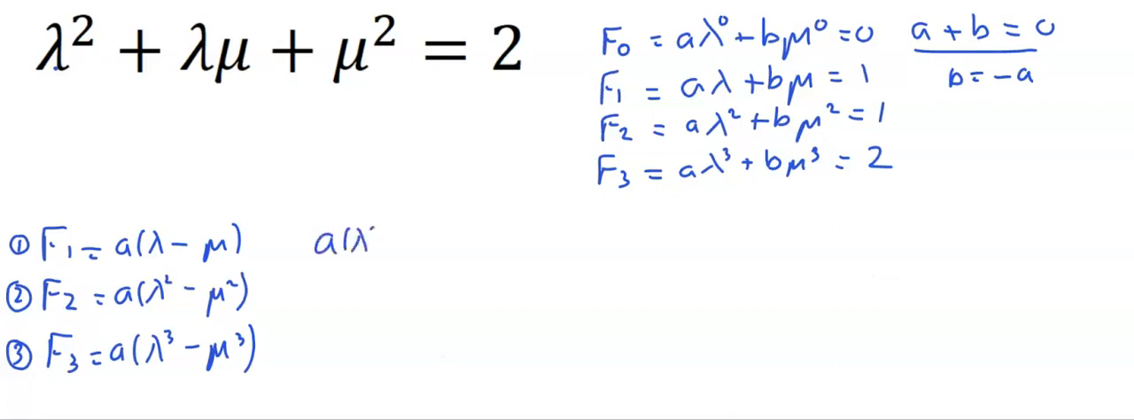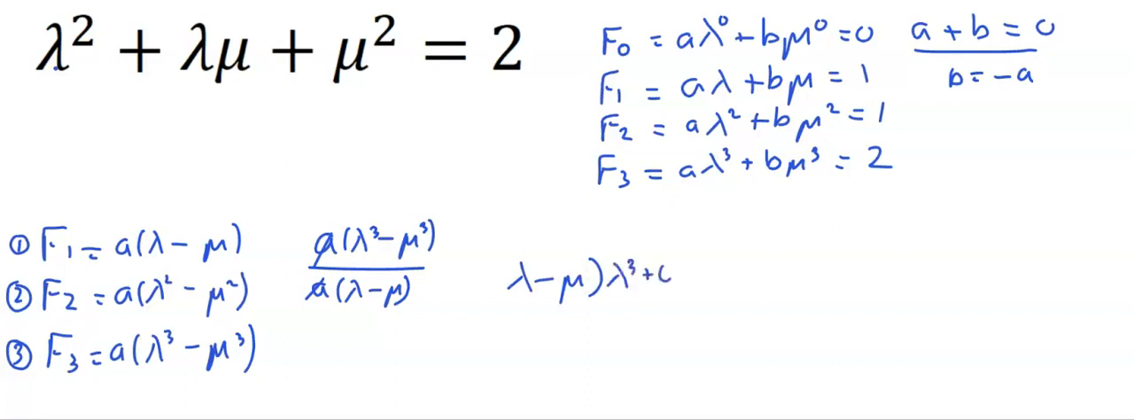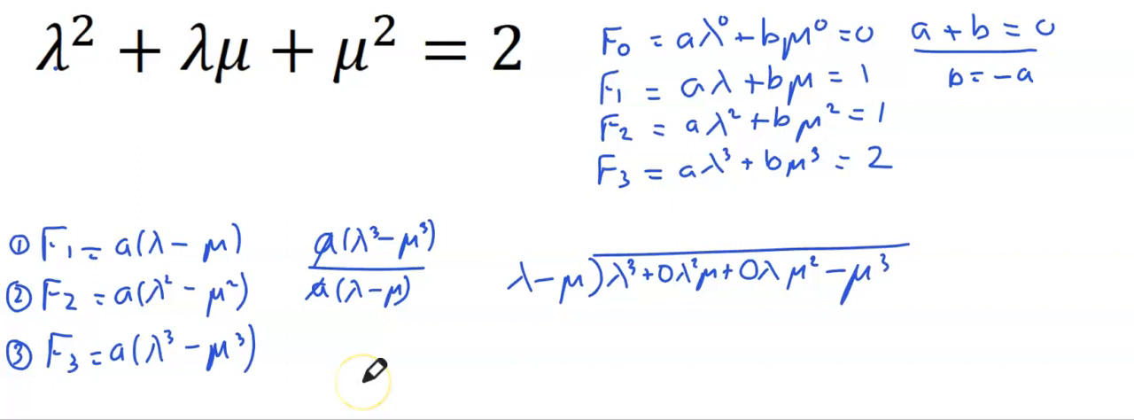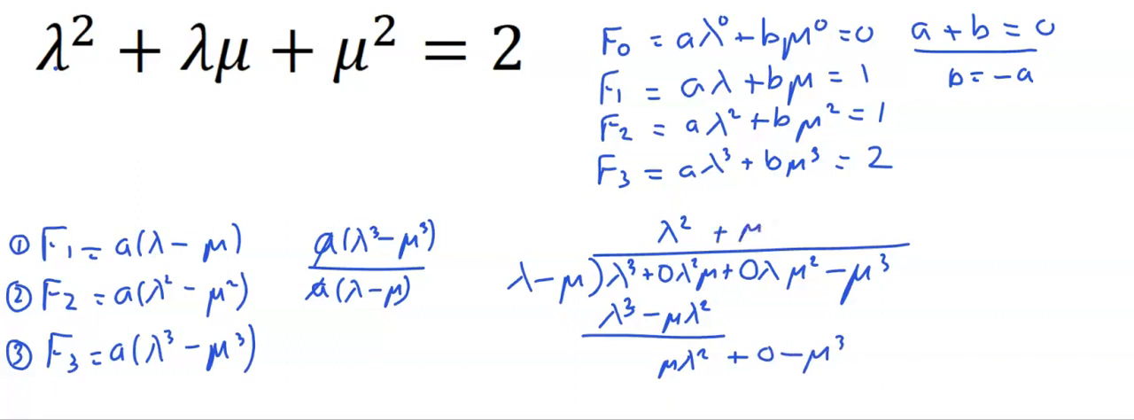And so we have a lambda cubed minus mu cubed over a lambda minus mu. The a's cancel. And so we're doing lambda minus mu into lambda cubed plus 0 lambda squared mu plus 0 lambda mu squared minus mu cubed. And now using long division, lambda into lambda cubed is lambda squared times lambda, giving lambda cubed minus mu lambda squared. Minus mu lambda squared down. Lambda into mu lambda squared is mu lambda times lambda.